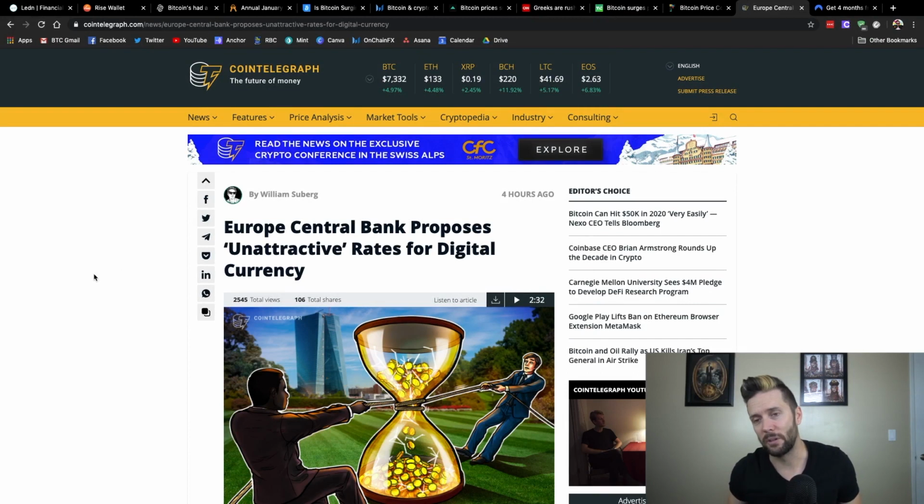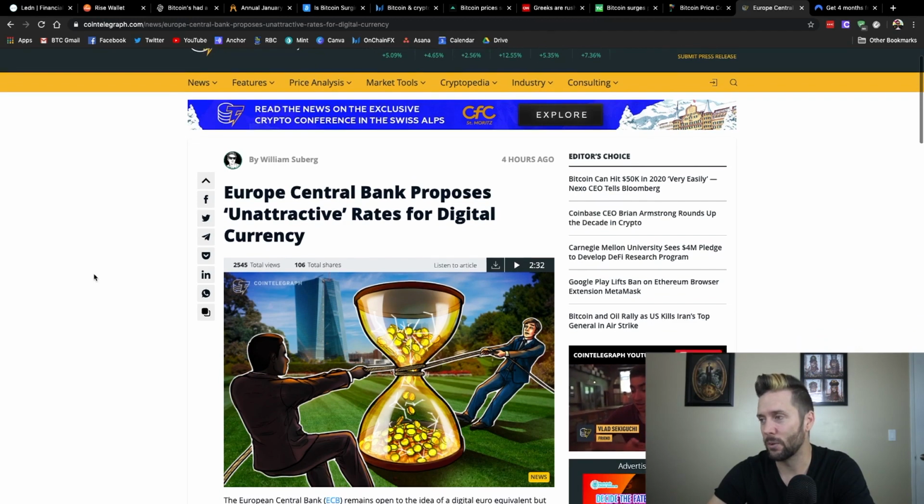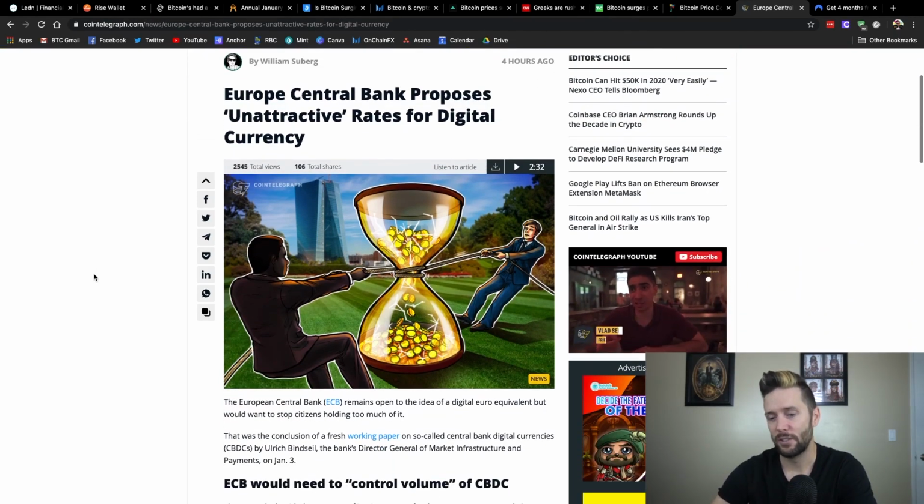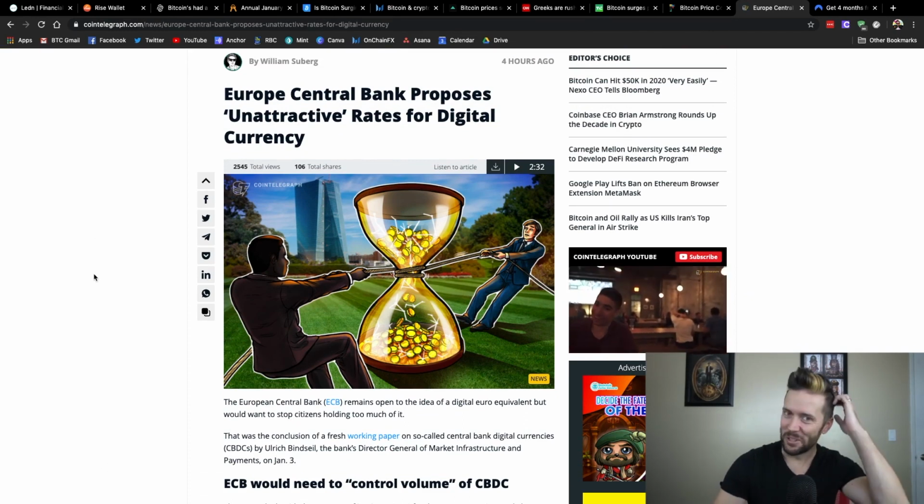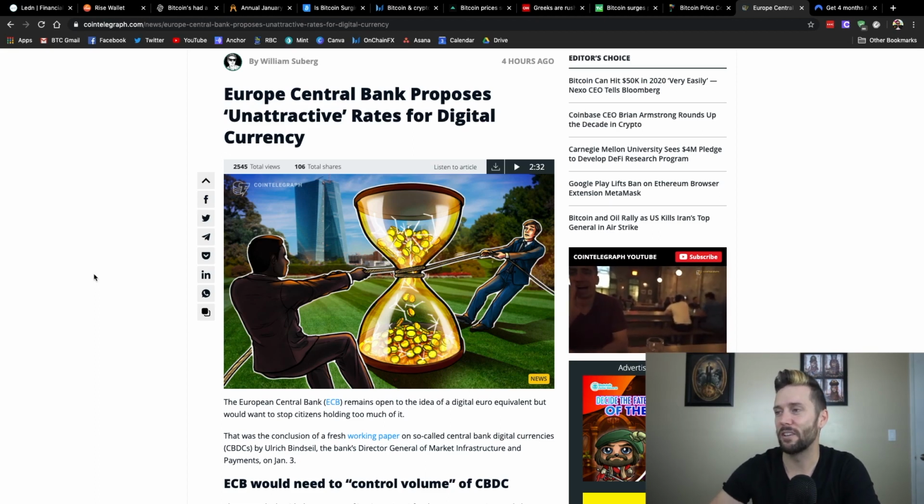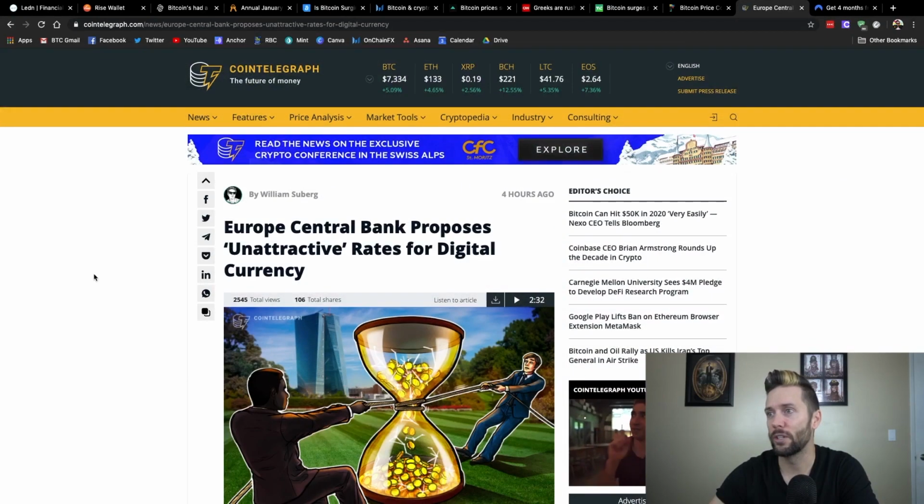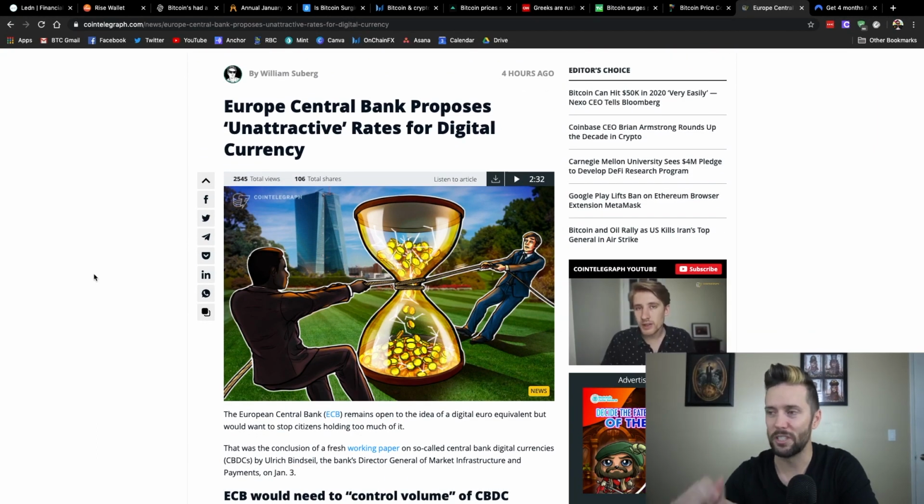Now, this is something that, though it is, in my opinion, a long-term bullish thing for Bitcoin, I also don't think it has directly impacted the price of Bitcoin today, though I do find it to be a news item that is uniquely timed in that they opted to do this on the birthday of Bitcoin. So this is an article from Cointelegraph. Europe's central bank proposes unattractive rates for digital currency.